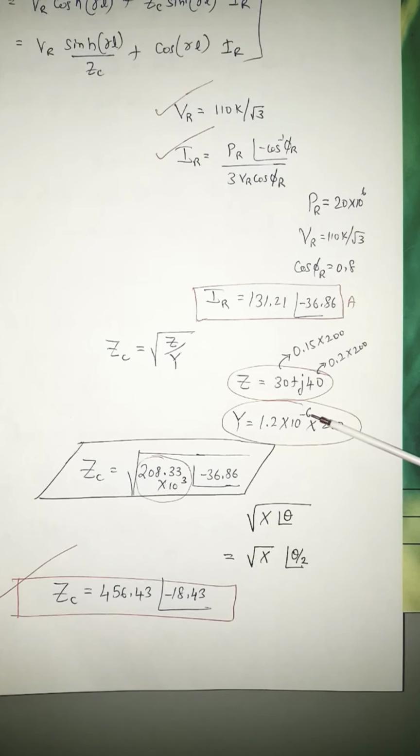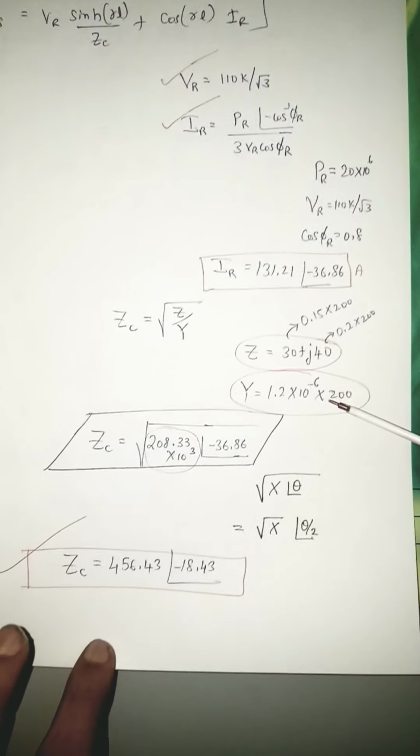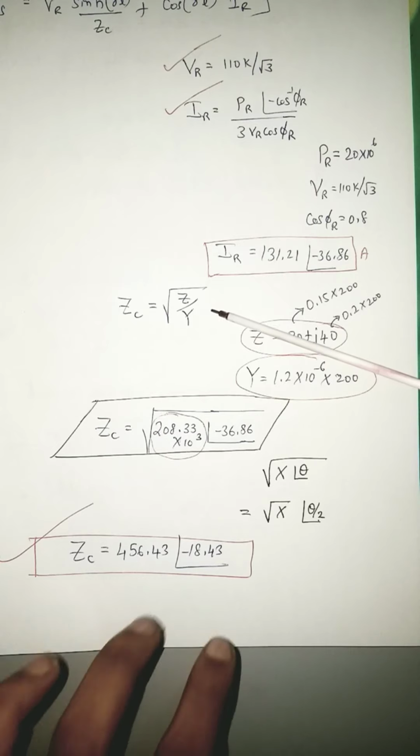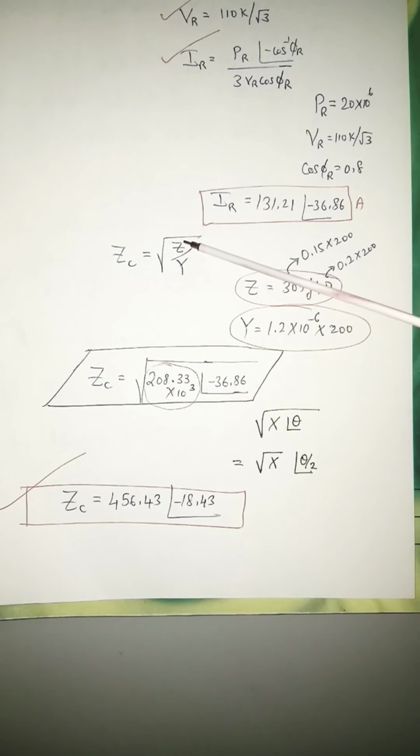Now there is a small mathematical catch over here. You'll have to find the square root of a complex number. Impedance and admittance are complex numbers. So what you'll have to do is first find out Z divided by Y. You'll be getting a complex number. So that complex number is this one. Whenever you have any complex number of the form X at an angle theta, its square root is given by root of X at an angle theta by 2.